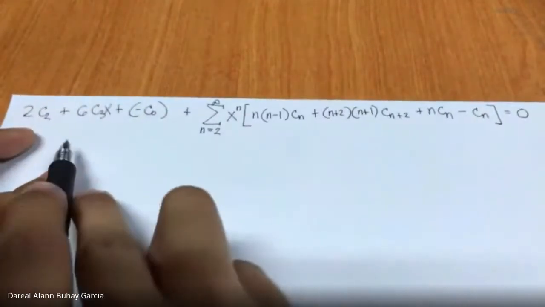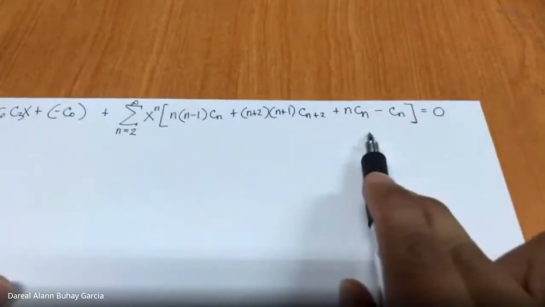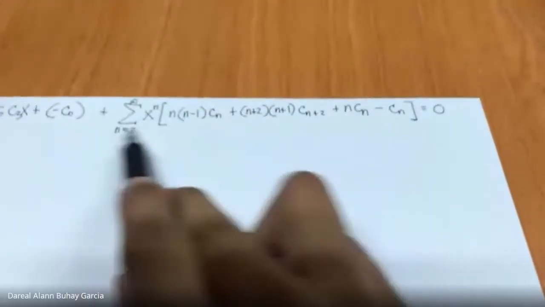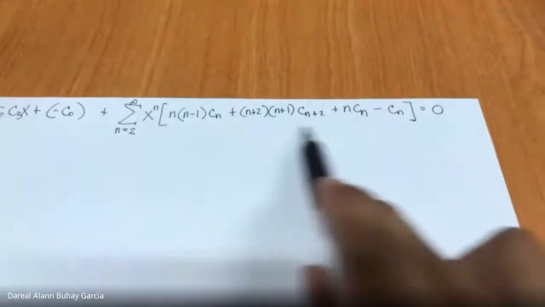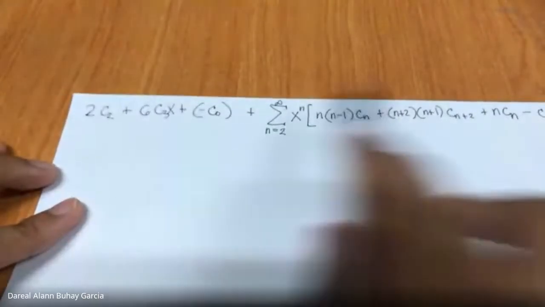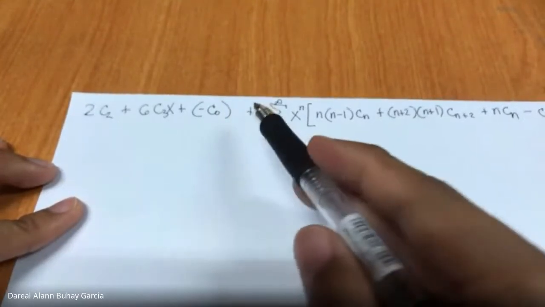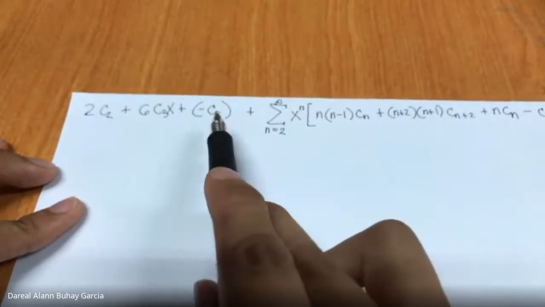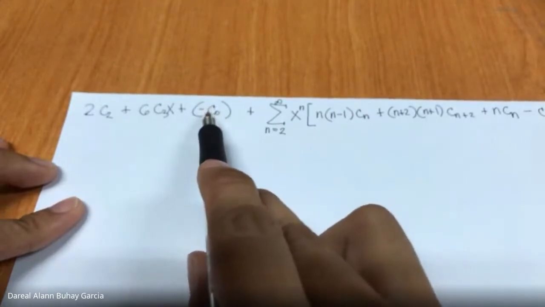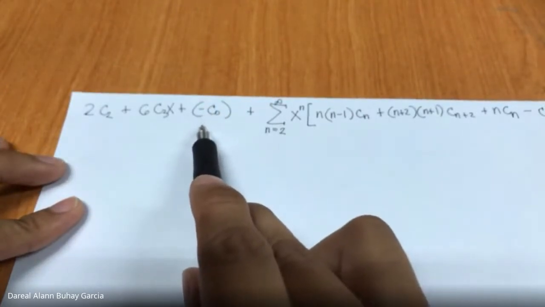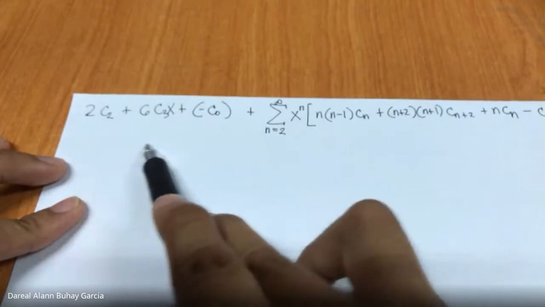So, for this equation to be true, ato i-equate ni sila mga expression. Equate nato ni sila nga mga expressions to 0. Meaning, this is equal to 0, and this is equal to 0. So, pwede na ito ilain, the same atong method of determining coefficient. So, i-equate nato na ito 0. Okay.